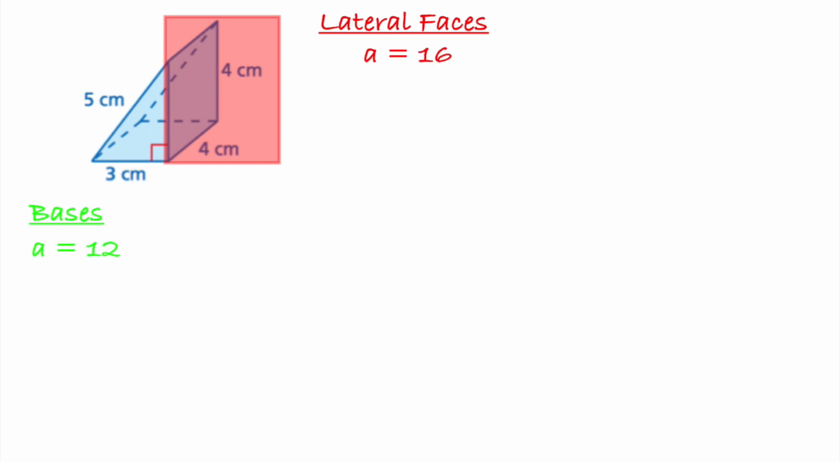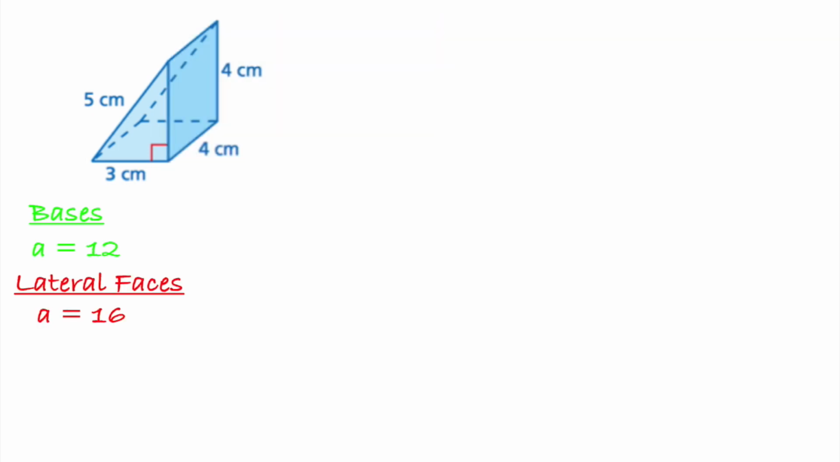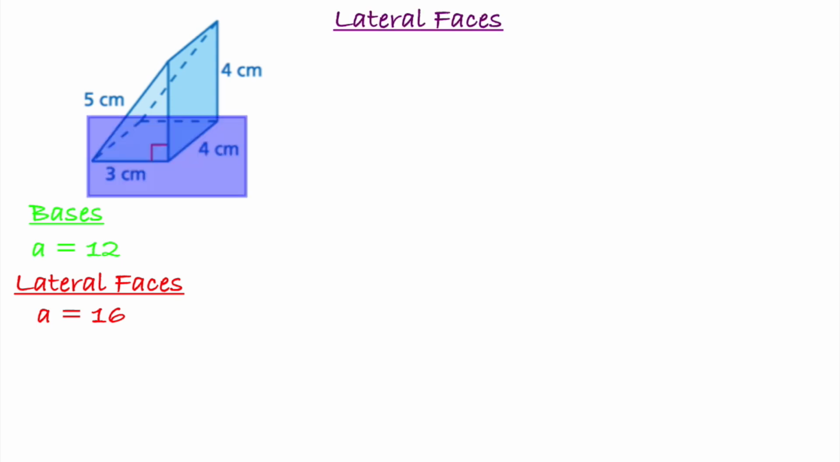So I'm going to put that area again on the bottom of my page just to keep track of it so I don't lose any of them. And now we're going to move on, and we're going to find the bottom lateral face, which I've got highlighted in purple here. And again, it's a rectangle, so we're going to use the same formula, length times width. My length is 3, my width is 4, so that gives me an area of 12.